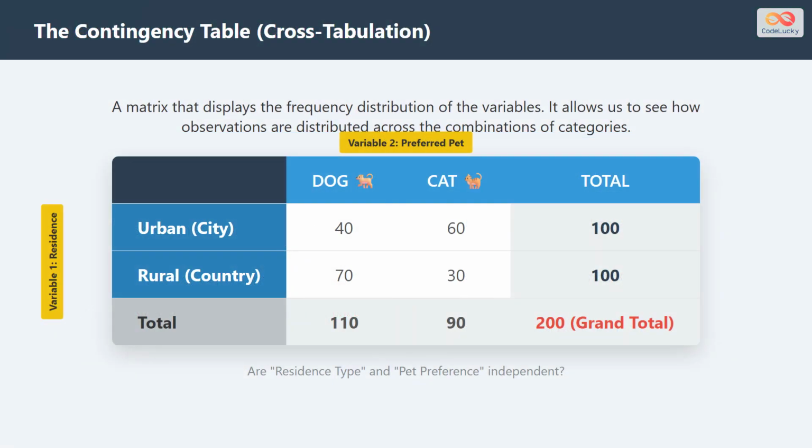To visualize this data, we use something called a contingency table or a cross-tabulation. This table organizes our counts into rows and columns. In this example, we are looking at where people live versus what pet they prefer. The intersection of a row and a column tells us how many people fall into both categories simultaneously.